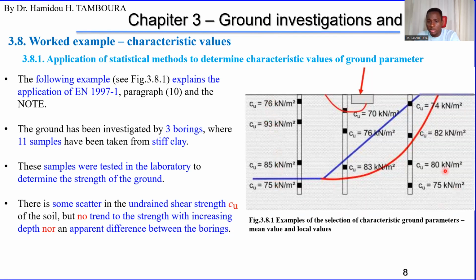There is no logic, okay, and no apparent difference between the boreholes. For example, the values of this one are not much different from the values obtained from this boring, as well as this one also. There is no apparent difference between them. It means horizontally there is no big difference, and vertically also there is no big difference.